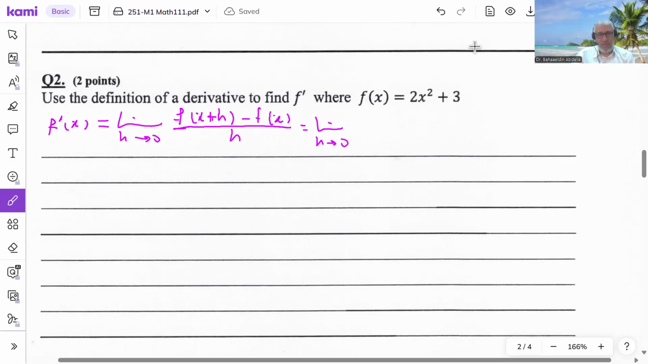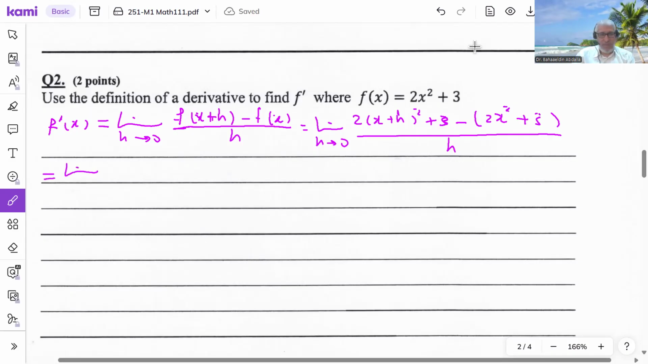And f of x plus h means I go to the definition of f of x, I replace x by x plus h. So I have 2 times x plus h to the power 2 plus 3. So this is f of x plus h minus f of x, which is 2x squared plus 3. And keep it in brackets because there is a minus sign outside, over h. The limit is still there. I did not evaluate the limit.